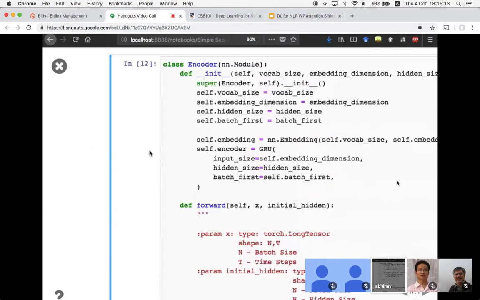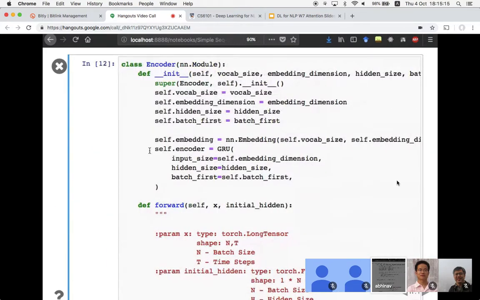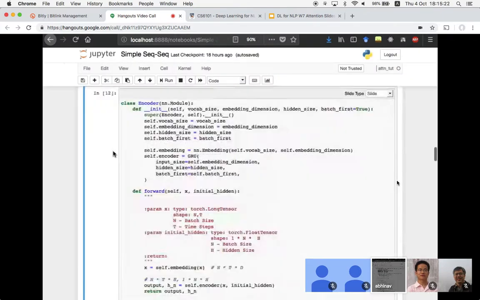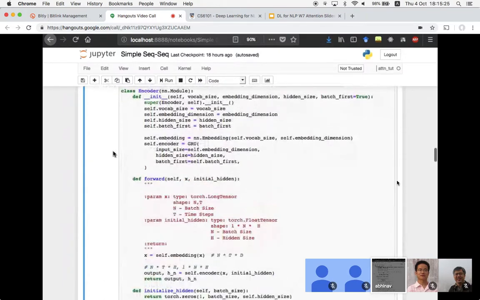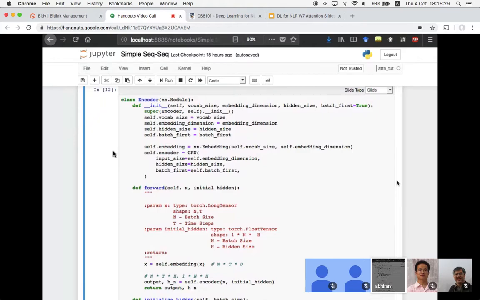This is how PyTorch works. You need to define a module, and then you need to tell PyTorch how to forward propagate it. It will construct a graph on its own, and then automatically it will do the backward pass for you. This is an encoder class, so you always need to define a forward function, and x here is the input that you get.